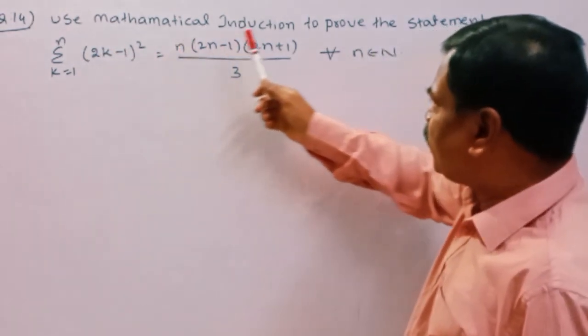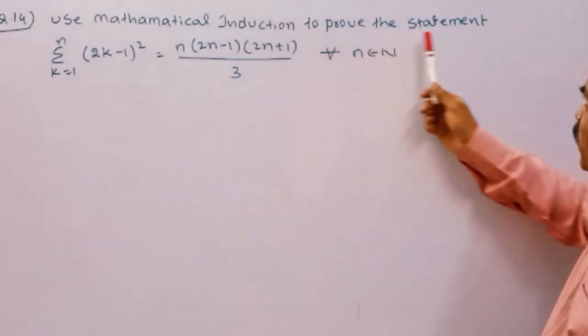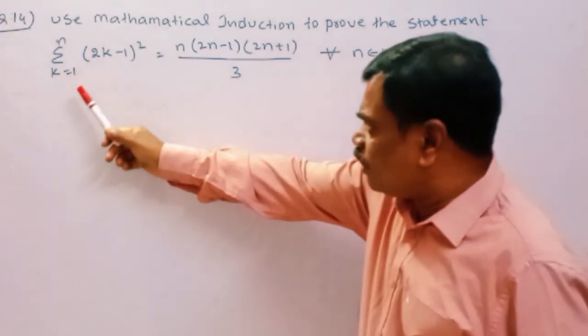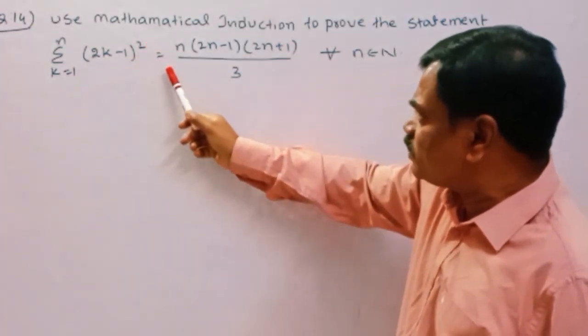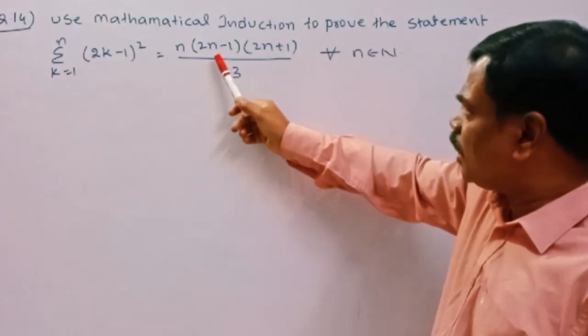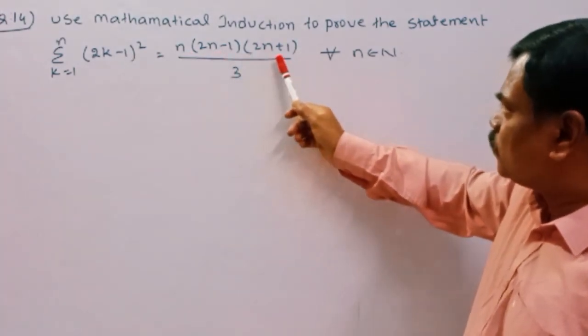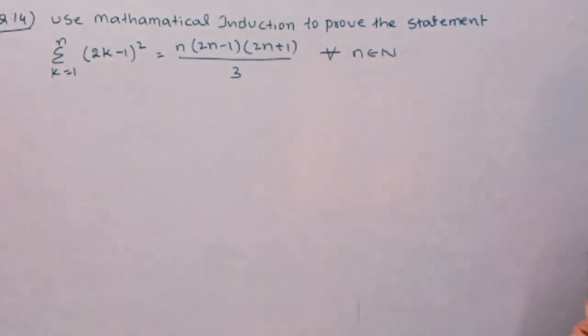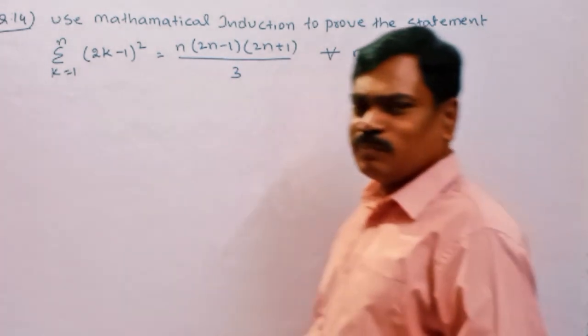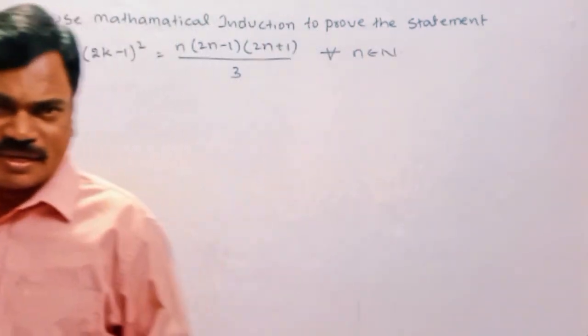Use mathematical induction to prove the statement sigma k equals 1 to n of (2k minus 1) whole square is equal to n(2n minus 1)(2n plus 1) by 3 for all n belongs to capital N. So n belongs to natural numbers. We want to prove this statement by using mathematical induction.